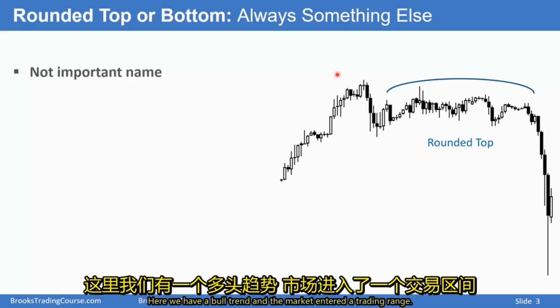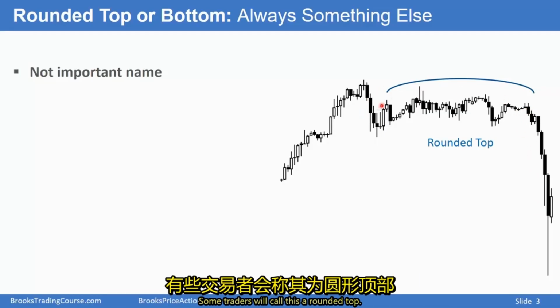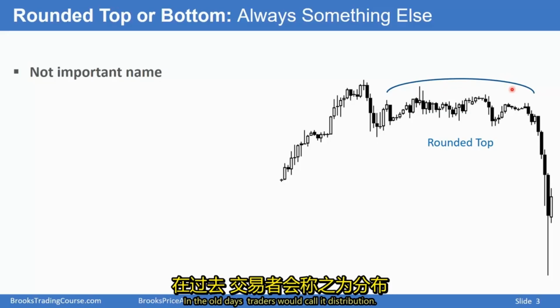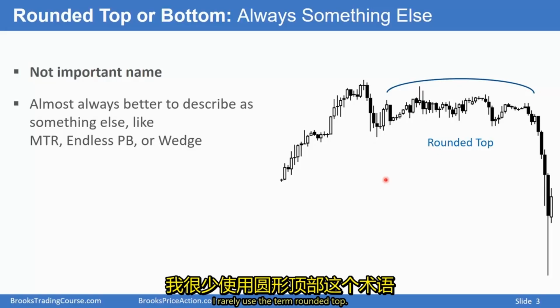Here we have a bull trend and the market entered a trading range. 50% chance you'll get trend resumption up, 50% chance you'll get trend reversal down. Some traders will call this a rounded top. In the old days, traders would call it distribution. I rarely use the term rounded top.